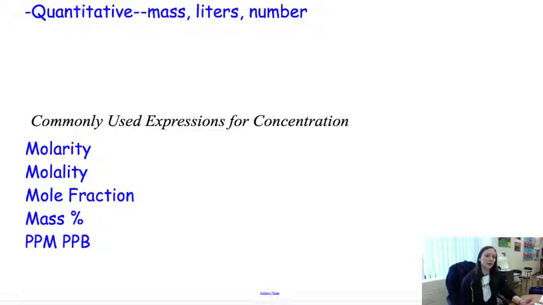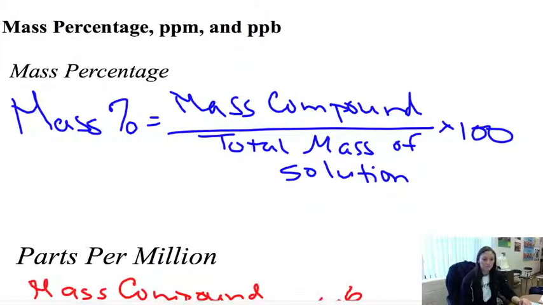So I'll start off first with mass percent. Mass percent is just what it sounds like. It's the percentage based on the masses. You take the mass of the compound divided by the total mass of your solution times 100, and we have done this many times before. You can also look at these percentages in terms of so many parts per million or parts per billion, because a mass percentage is kind of like a parts per 100, because you're multiplying by 100.